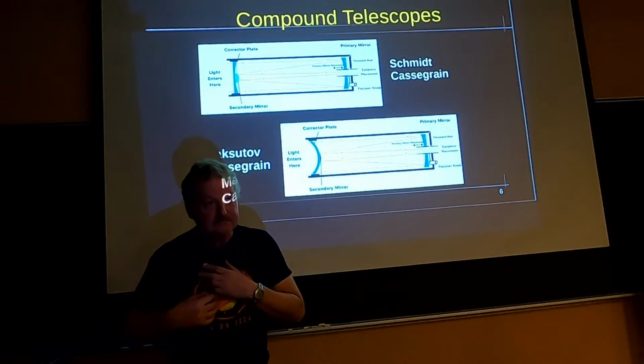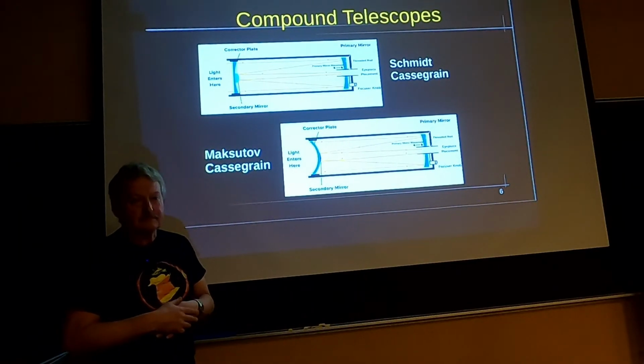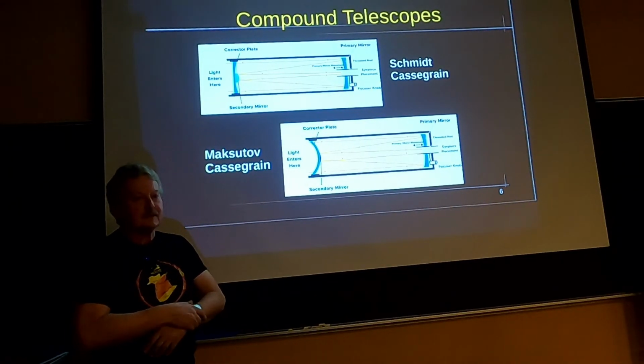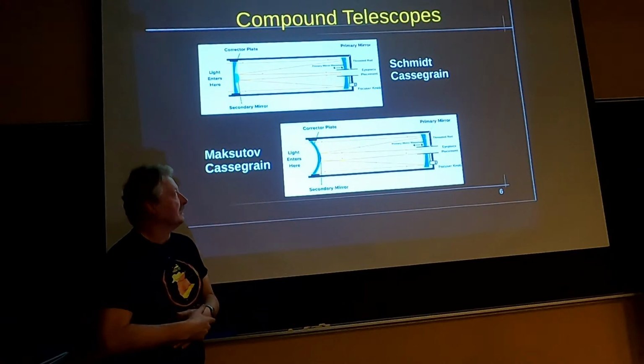The other thing I'll say with the Schmidt category, the collimation, everyone says it's easy. I don't find it easy, but it's really necessary. Yeah. Whereas with a Mak, you almost don't have to. Yeah. And it's sealed.